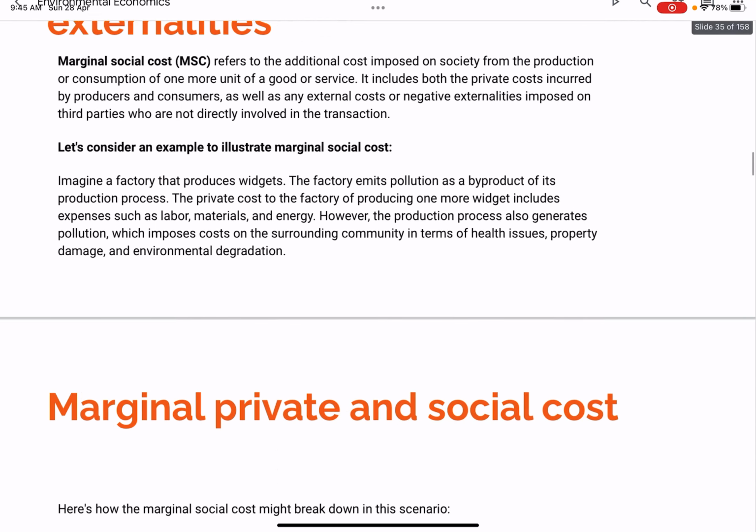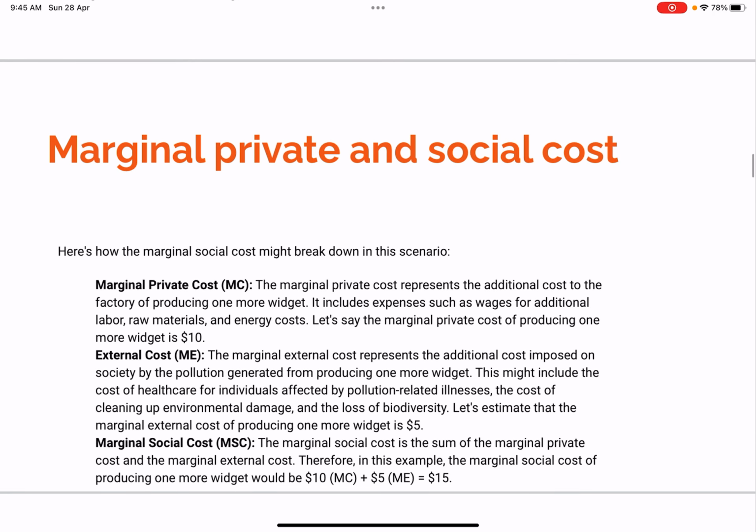So if I want to calculate that, the external cost would be the cost which would include, maybe we need to calculate what is the cost of healthcare for individuals affected by pollution-related illness. We need to internalize the cost of cleaning up environmental damage. We need to put some value to the loss of biodiversity. So let us say that this cost of producing an additional widget comes to be $5, right?